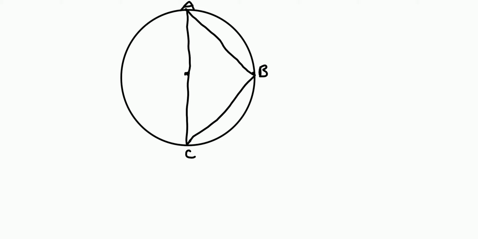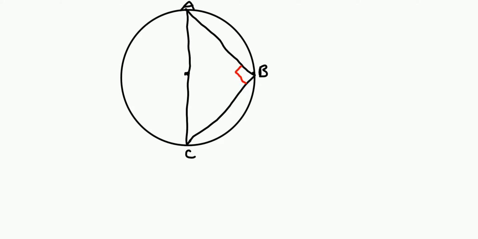Okay, if an angle is inscribed in a semicircle, so this diameter cuts the circle in half, which makes this whole part of the circle half the circle, or a semicircle. If an angle is inscribed in a semicircle, it is automatically understood to be a right angle.